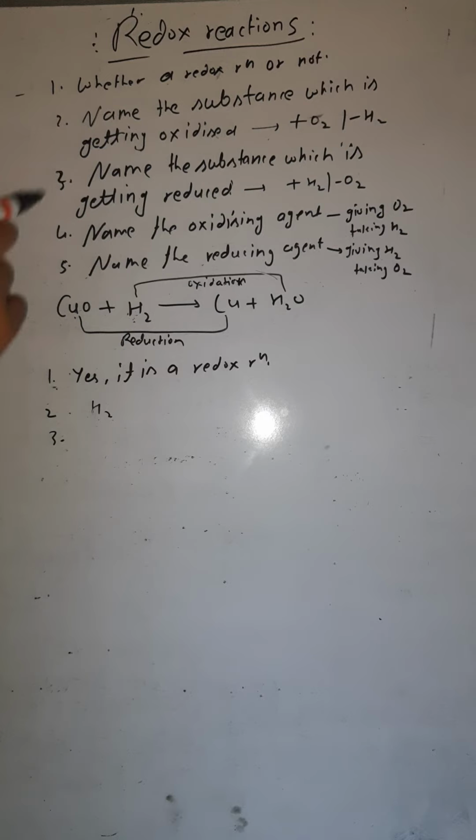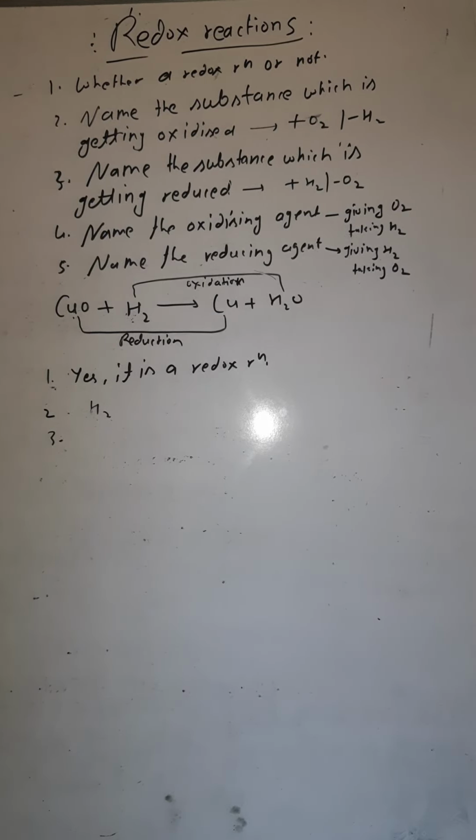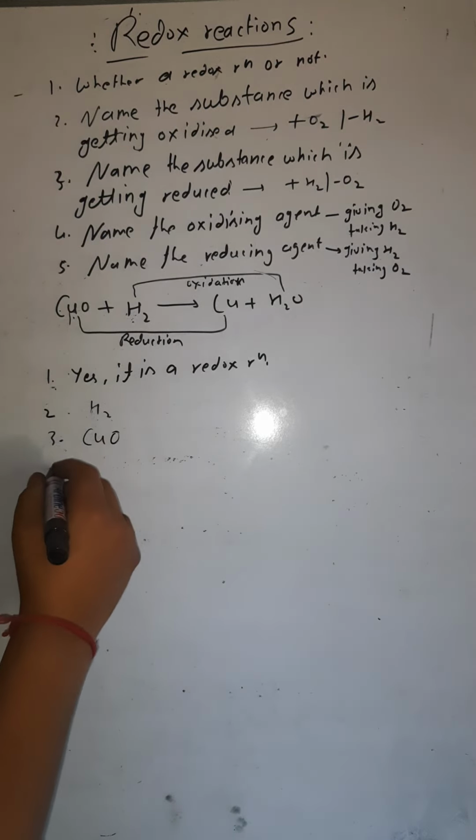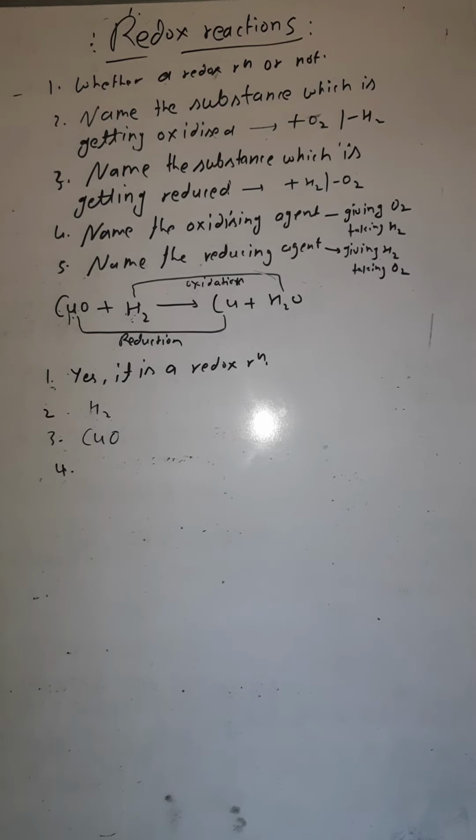Third one, name the substance which is getting reduced. So which substance is getting reduced? Here reduction is taking place. So this one is getting reduced, which means CuO, that is copper oxide, is getting reduced. Question number 4. Name the oxidizing agent.